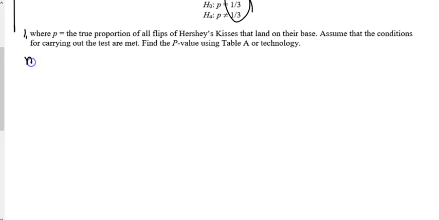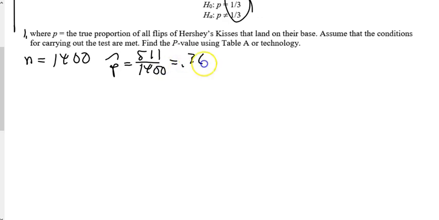Now, the other part of 1 is, what is our n? It's 1,400. That's how many kisses were flipped. Our p-hat is going to be 511 out of 1,400, which actually equals 0.365. We're going to leave it at 3 numbers, 0.365. And our alpha, 0.05, because it was not given. And remember, if alpha is not given, we always go with 0.05. That's step 1.